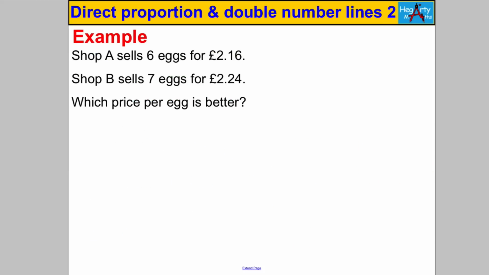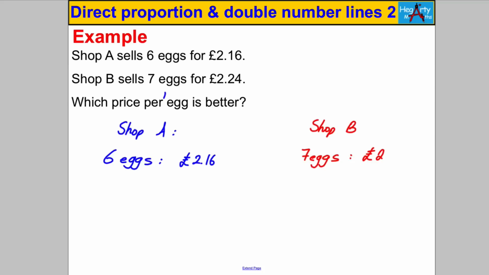Last question. Pause the video, have a go. So Shop A sells 6 eggs for £2.16. Shop B sells 7 eggs for £2.24. Which has the better price per egg, per 1 egg? So let's label it as we did before. Here's Shop A. Right, we know the ratio or the rate is 6 eggs per, and it costs £2.16, right? And we know that shop B, on the other hand, sells 7 eggs per £2.24.